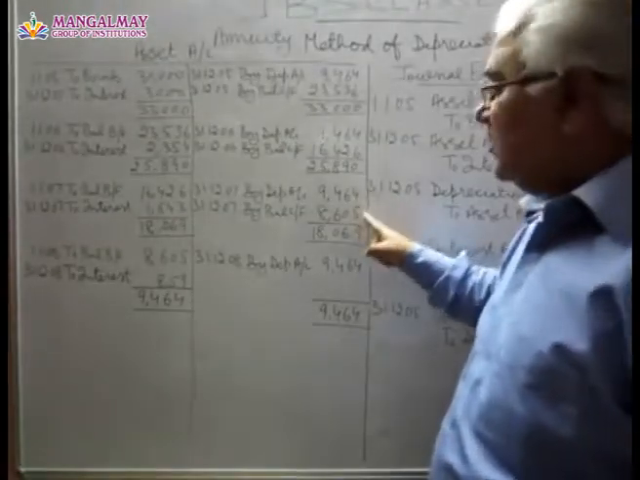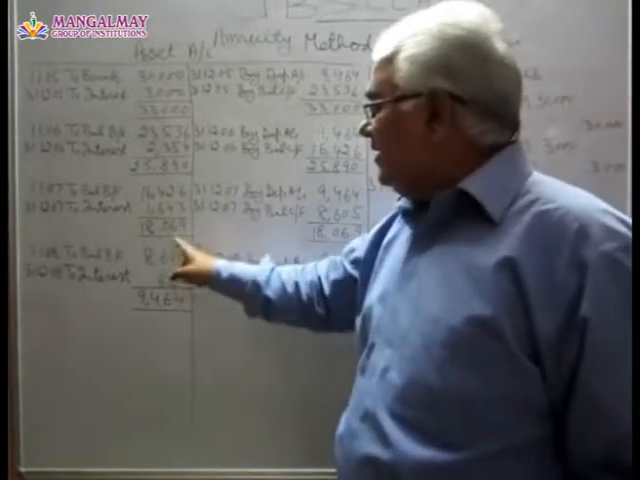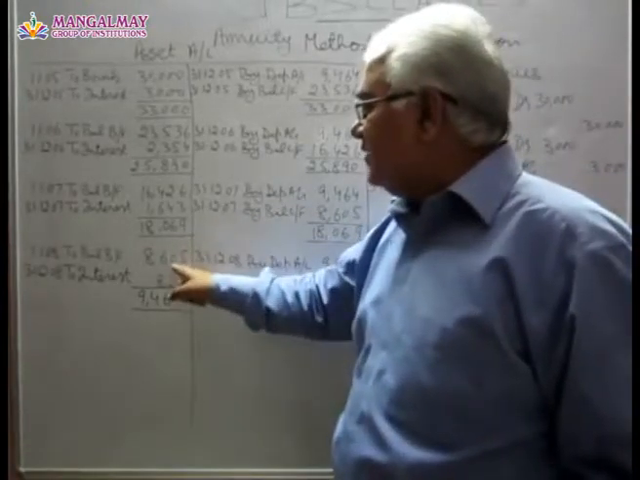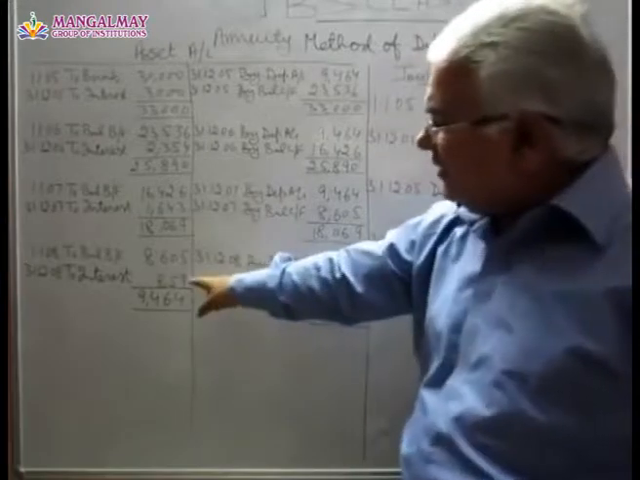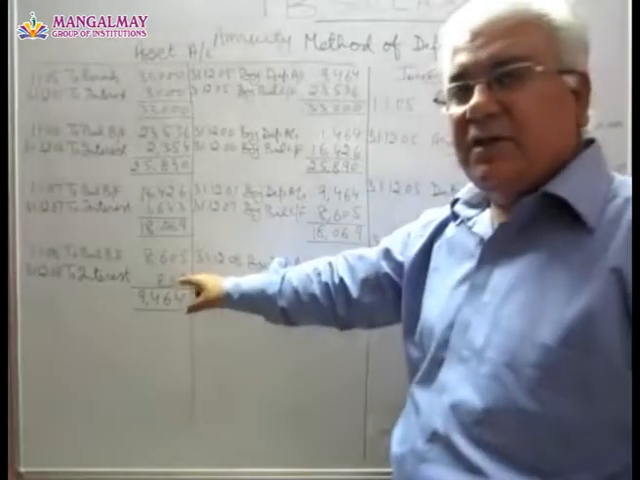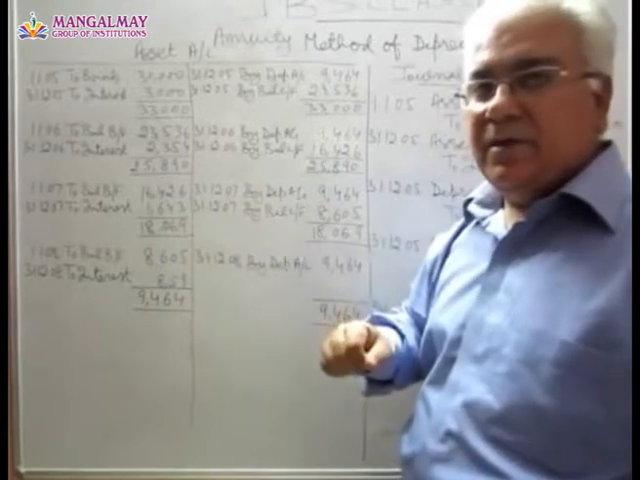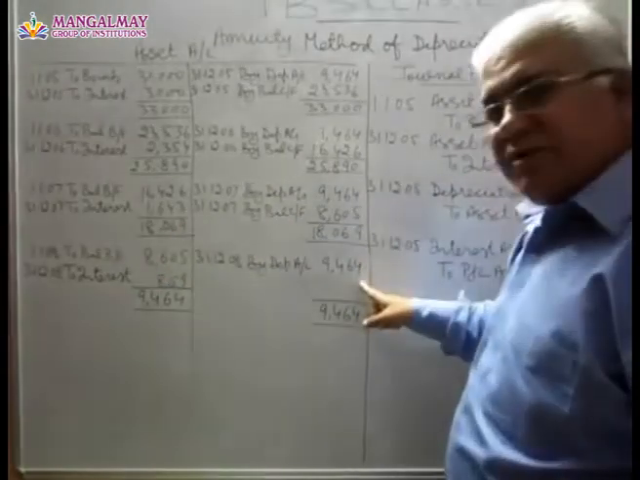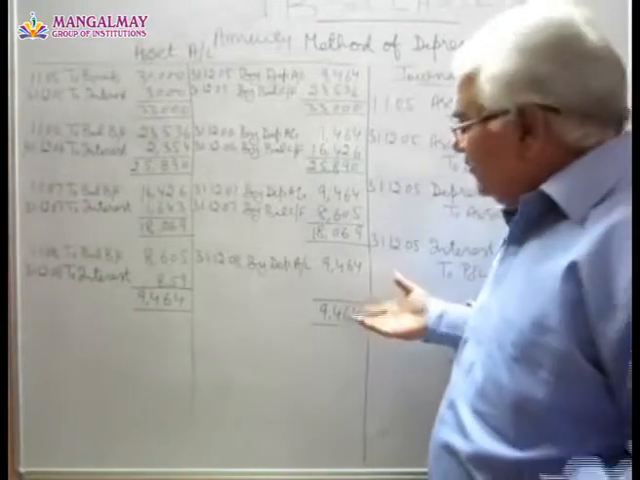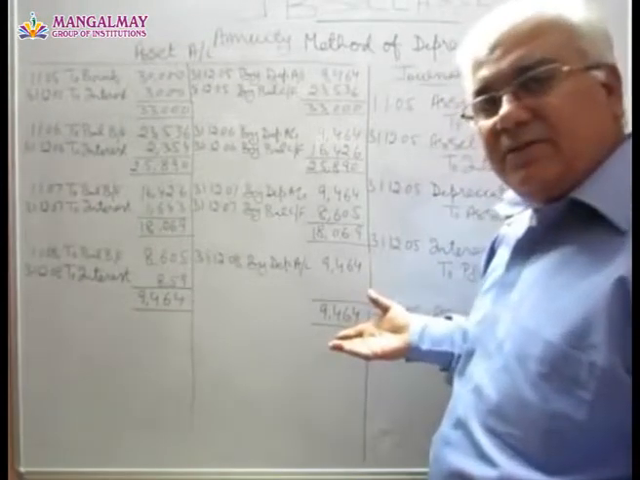Depreciation is charged, this amount is carried forward, and then 10% of this is charged as interest. But here you notice that it is not exactly 10% of this. This is because of rounding off of the annuity amount. Okay, so this is the depreciation charged in the last year. So this is all over.